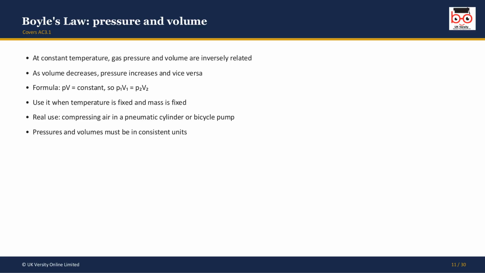We write it as pressure times volume equals a constant, so the pressure times volume before equals the pressure times volume after. You reach for it whenever temperature and mass are both fixed. Compressing air in a pneumatic cylinder or a bicycle pump, say. Just keep your pressures and volumes in consistent units.